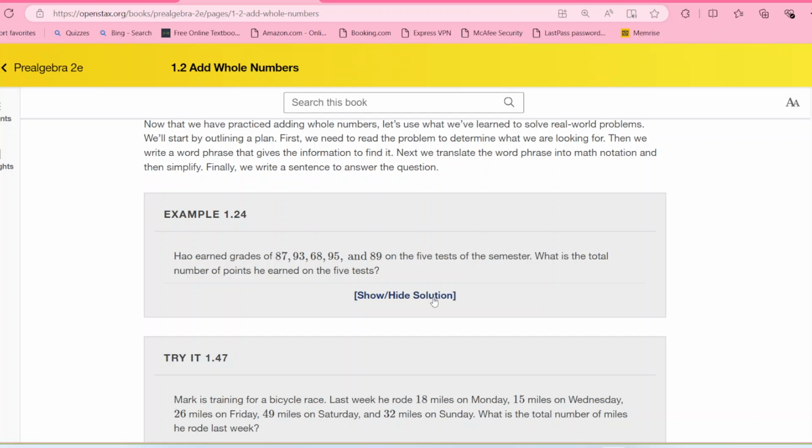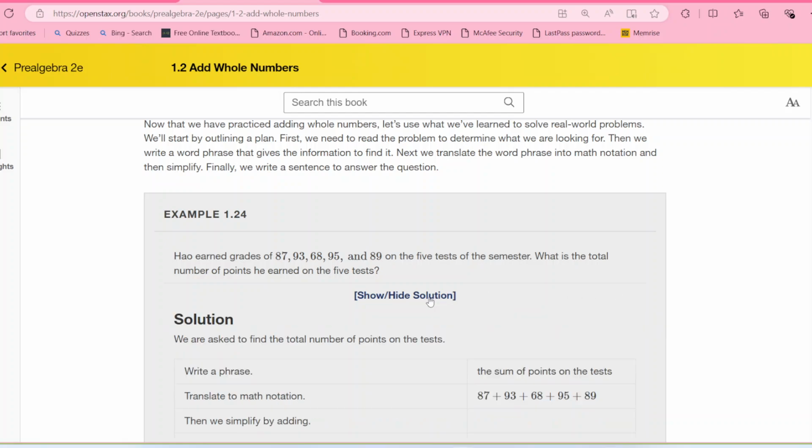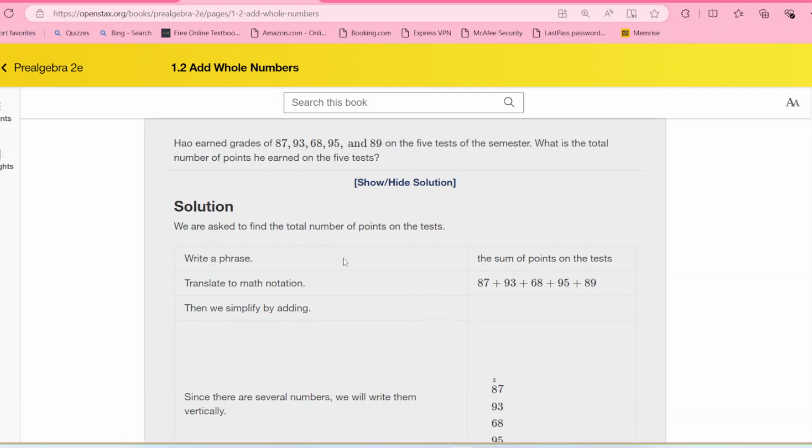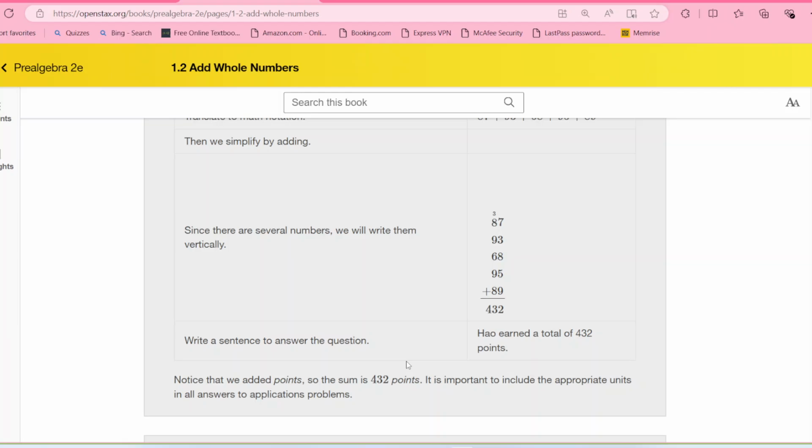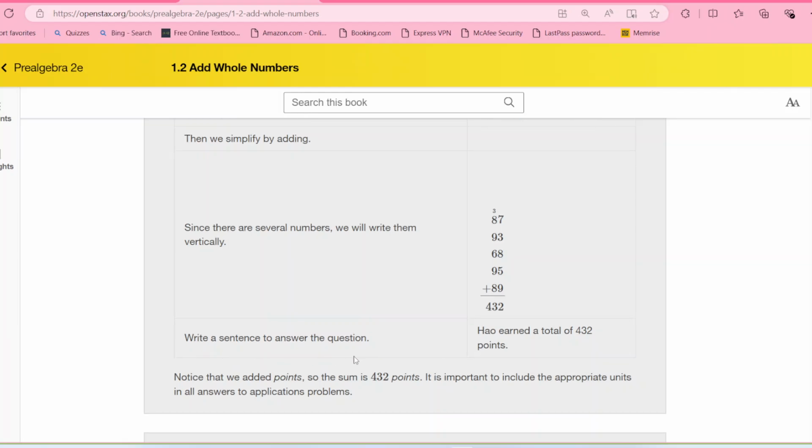All right, now being an example, we can just see the solution right here. They write a phrase, right? The sum of the points on the tests is what they were looking for. Translate to math, right? We wrote the sum with the plus signs of all 5 of those scores. Simplify by adding. Now they did the one that I showed you where they stack them all up and do it all at once. So you see the carrying of the 3 there. And then finally write a sentence to answer the question. And they wrote that the person earned a total of 432 points.